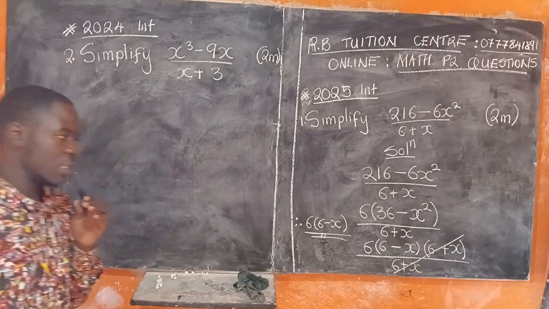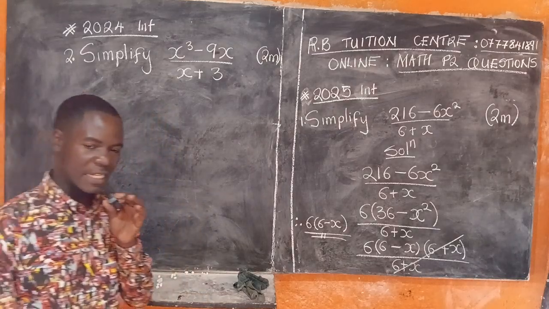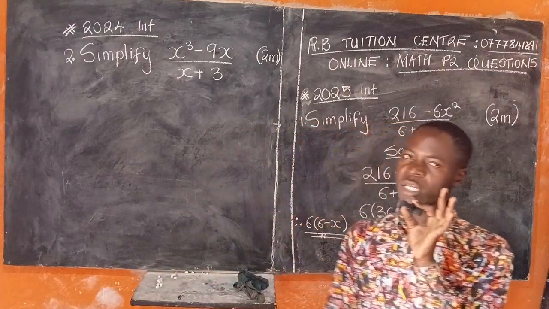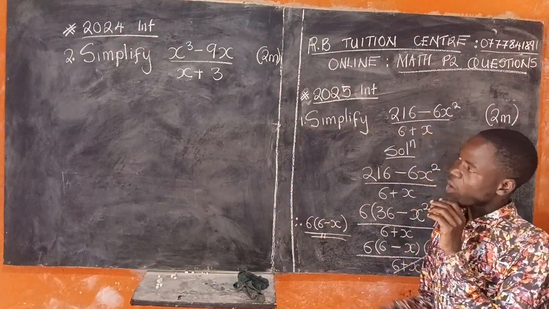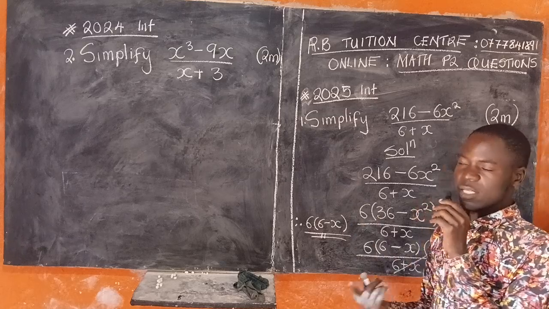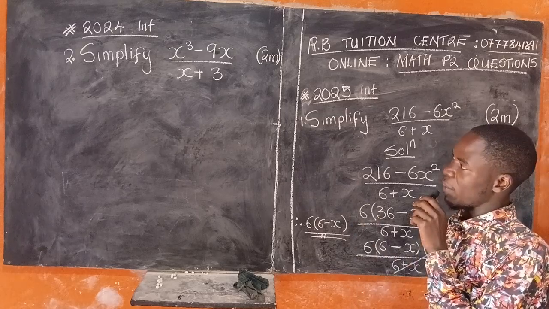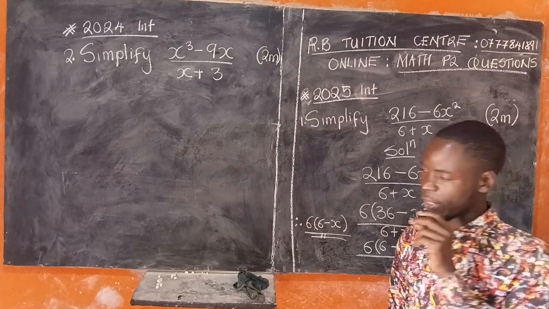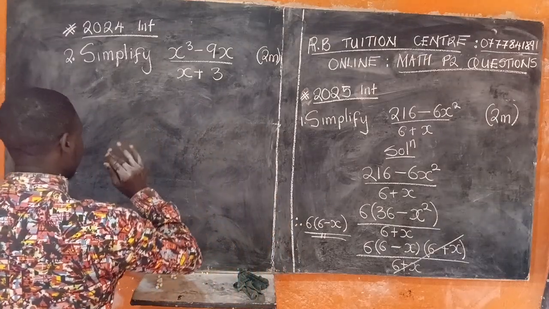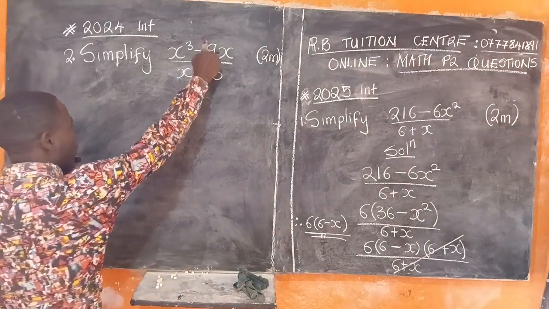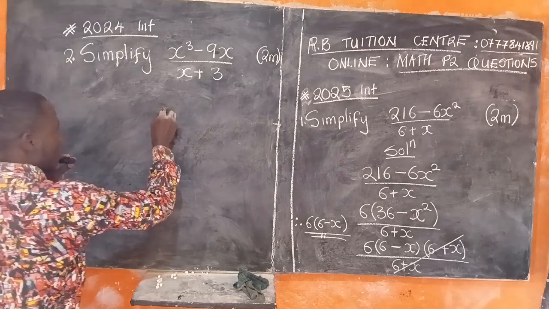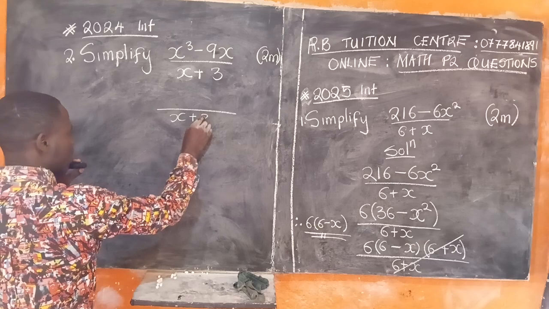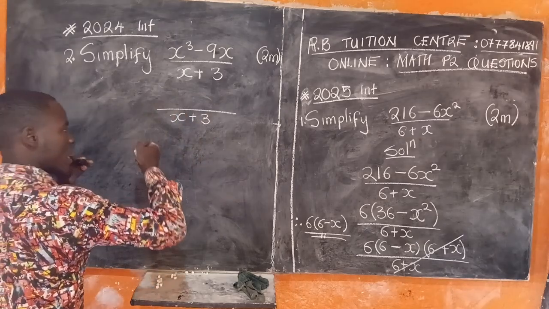Now, let us have this question which was provided in the year 2024 to those who wrote the internal paper again. This was the question. They are saying simplify x to the power 3 minus 9x over x plus 3. According to this, how do we simplify? As I mentioned, you look at the numerator and the denominator.